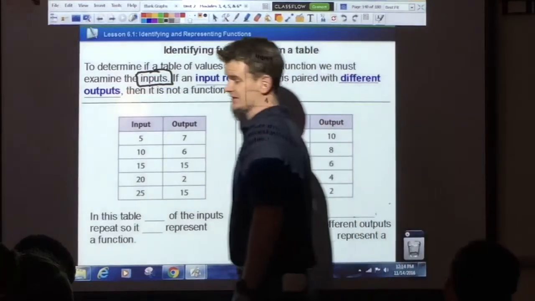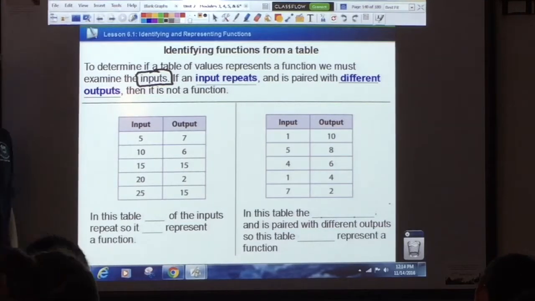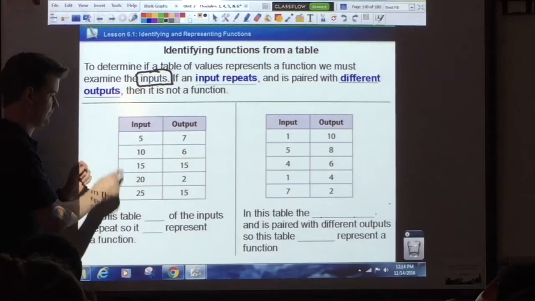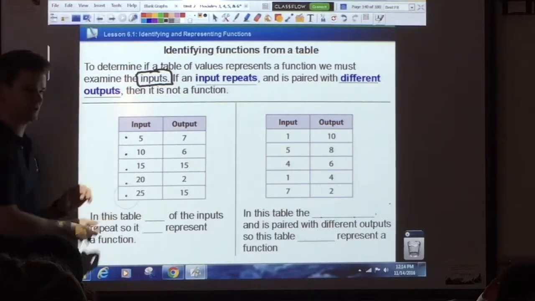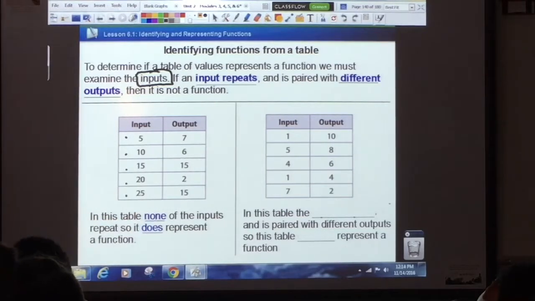But once you identify repeating inputs, you always have to check the output. Is it matched up with the exact same output? Because if it is, that's fine. If it's matched up with different outputs, that is not a function. So we're going to look at this first table. We look at all the inputs. It's very simple. Pretend these don't even exist. Look at the inputs. Do any of these inputs repeat? Yes or no? No. Then you don't have to do anything else. None of them repeat. That is a function.